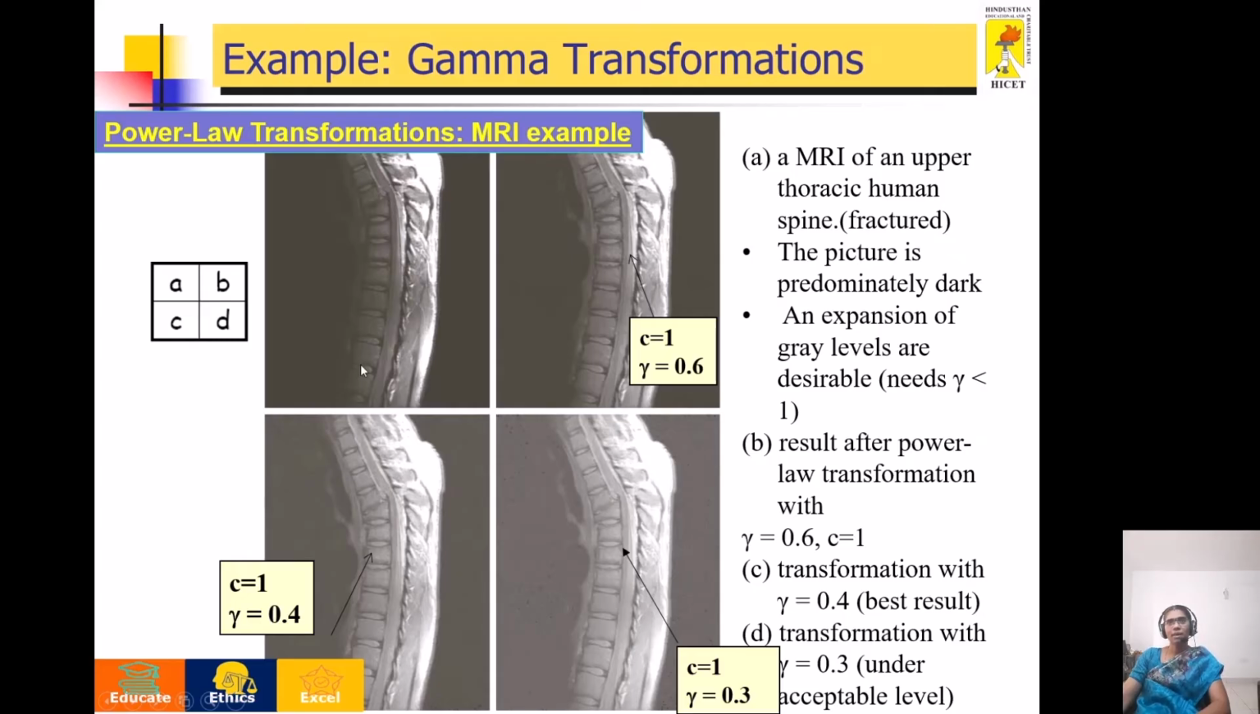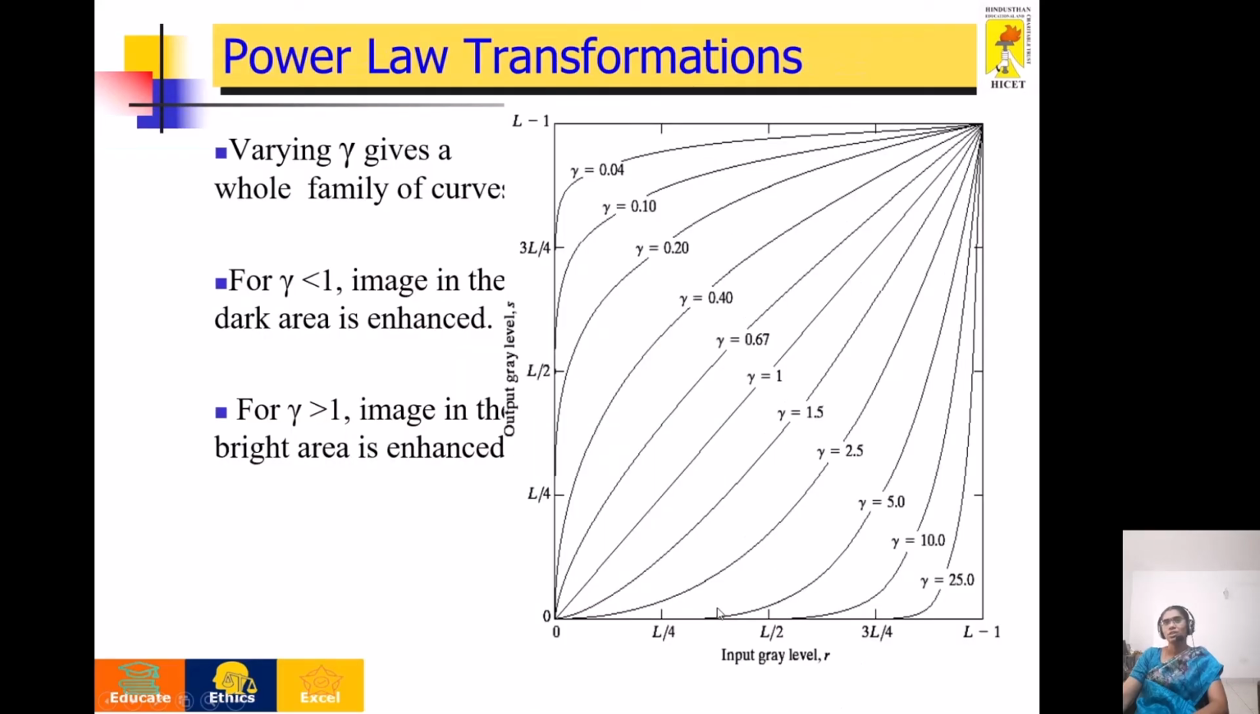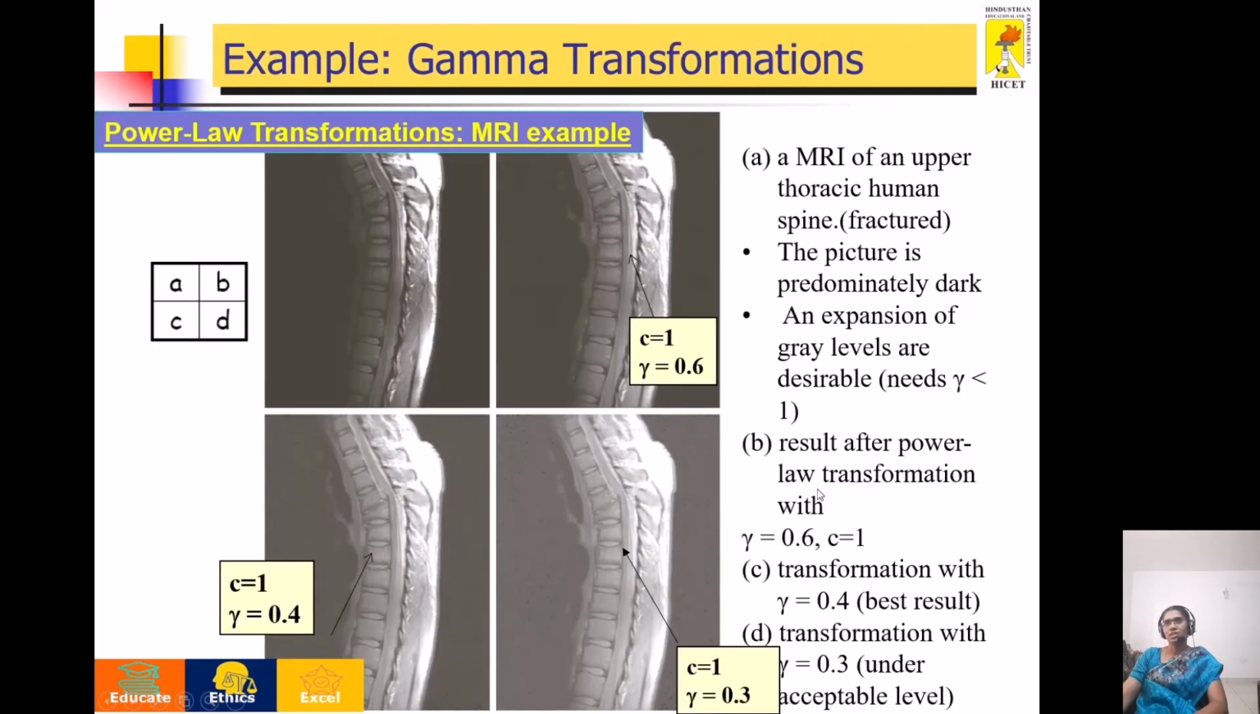So this is the MRI of upper thoracic human spine, which is fractured. Right, and this picture is predominantly dark, so I have to brighten it. So I have to provide the gamma value to be less than 1. Only then brightness will be increased. So gamma value is kept as 0.6 here. Somewhat the brightness is increased. If I reduce the gamma value, still more brightness is increased. And if I go on reducing the gamma value, brightness is increased. So which shows that when gamma is less than 1, brightness is increased.